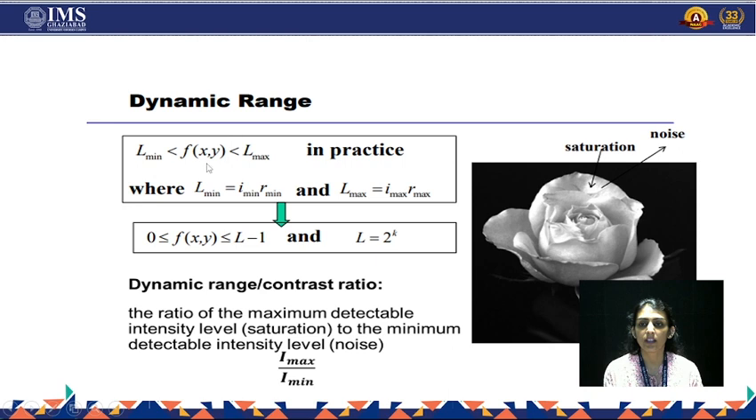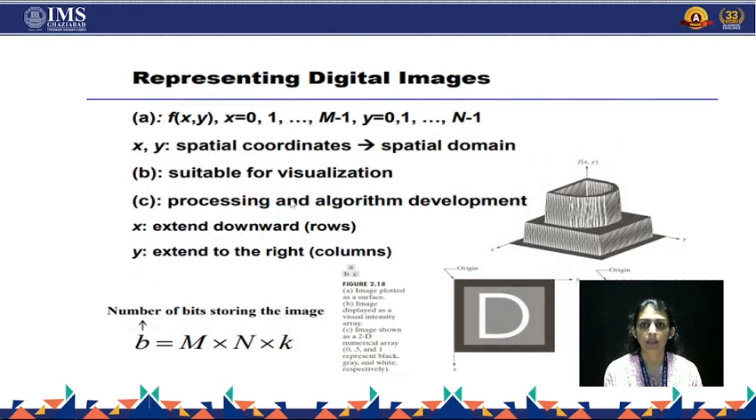Now what is the dynamic range? We have a function f of x, y, which generally ranges from L minimum to L maximum, as we have done previously also. Dynamic range, or contrast ratio, is the ratio of the maximum detectable intensity level, that means the maximum intensity value of a pixel, to the minimum detectable intensity value, that is the noise. So the maximum intensity divided by the minimum intensity gives us the contrast ratio or dynamic range.